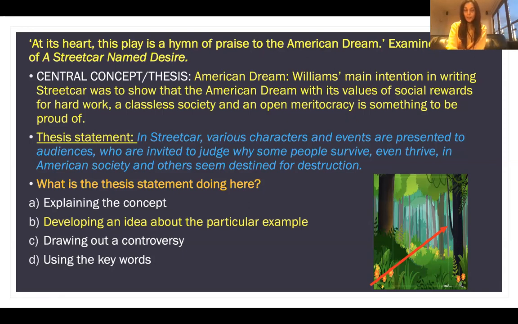Pause the video and you're going to need to come up with between 1 to 3, no more than 3 sentences that develop an idea about Streetcar depicting the old and the new world in conflict. Press the pause button and have a go. Okay. So hopefully now you've got between 3 to 5 sentences that you have drafted that are shaping up to be a good introduction.